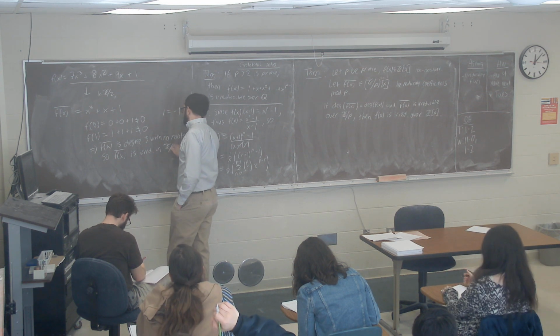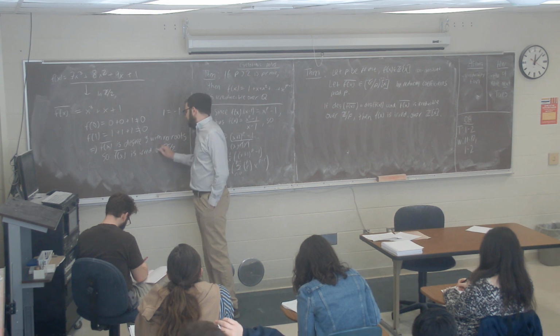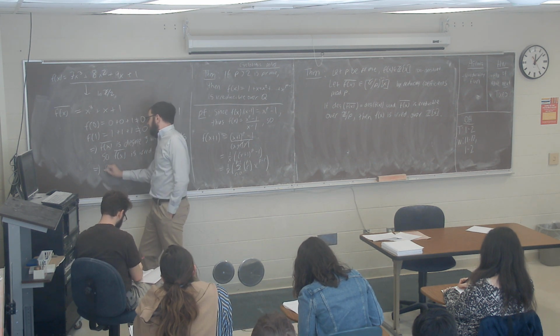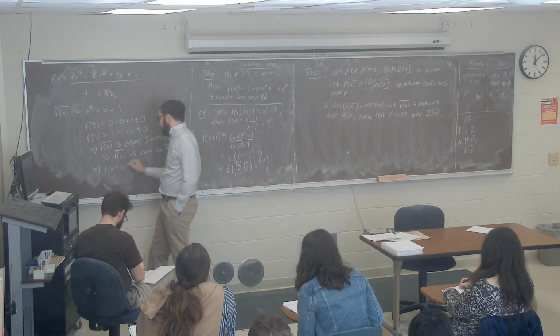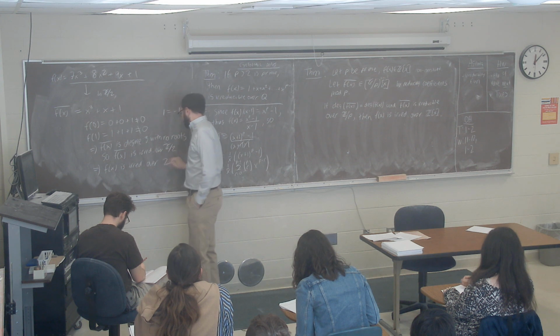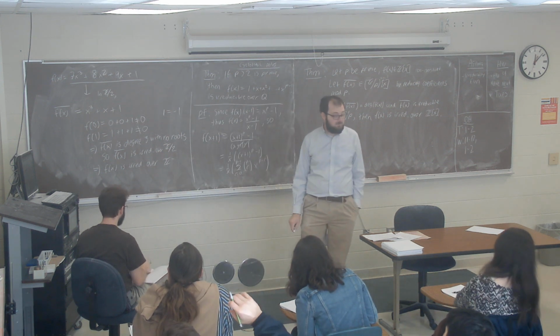So f of x bar is irreducible over Z mod 2, which implies from this theorem that f of x is irreducible over all integers, and hence Q.